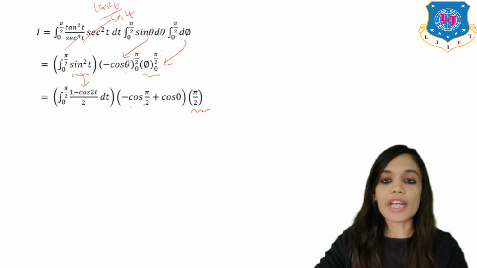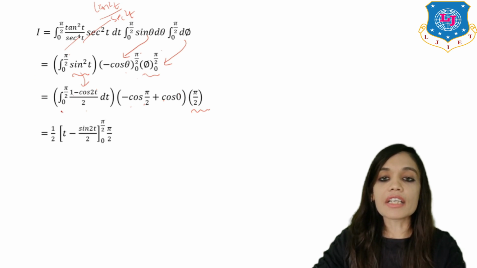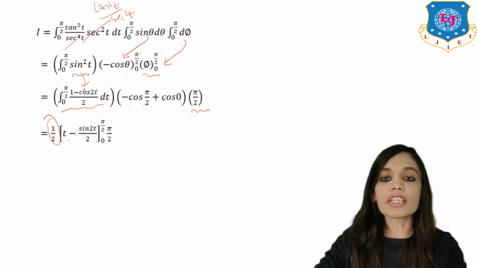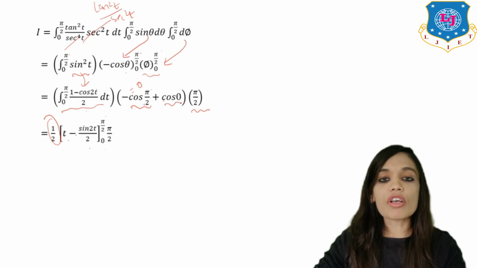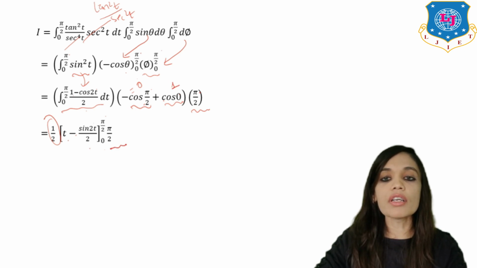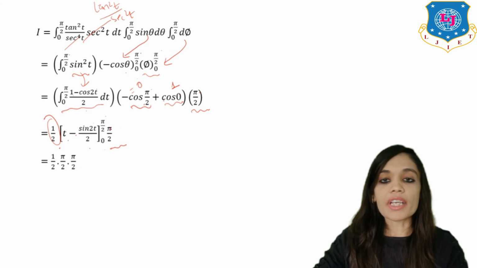Now we will start integration of this term, keeping 1 upon 2 outside. The integration of 1 will be t, minus the integration of cos 2t, which will be sin 2t upon 2, and your limits are 0 to pi by 2. Now we know cos pi by 2 is 0, so this term is gone, and cos 0 is 1. So 1 into pi by 2, only pi by 2 will remain. So now this 1 by 2 will remain as it is, and this pi by 2 will remain as it is.